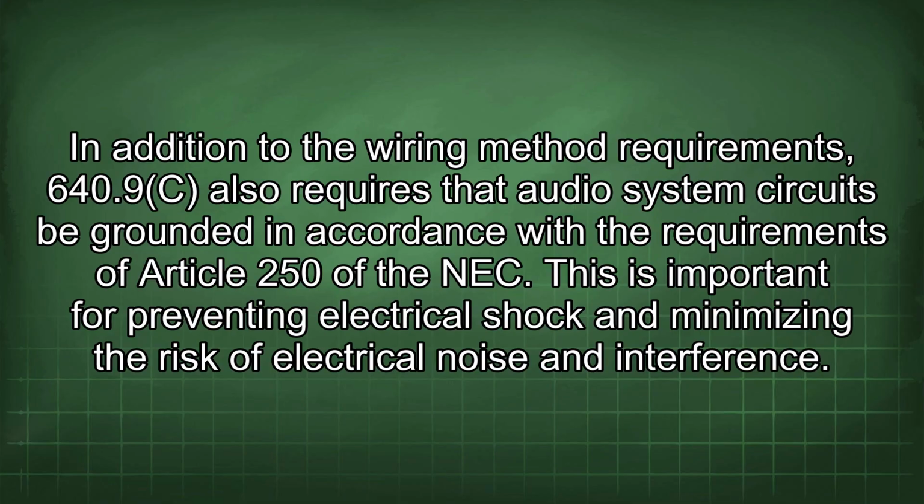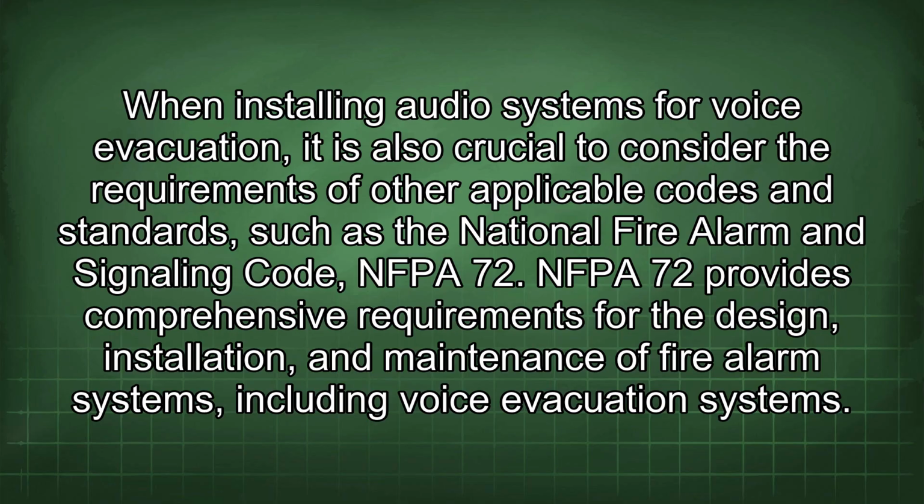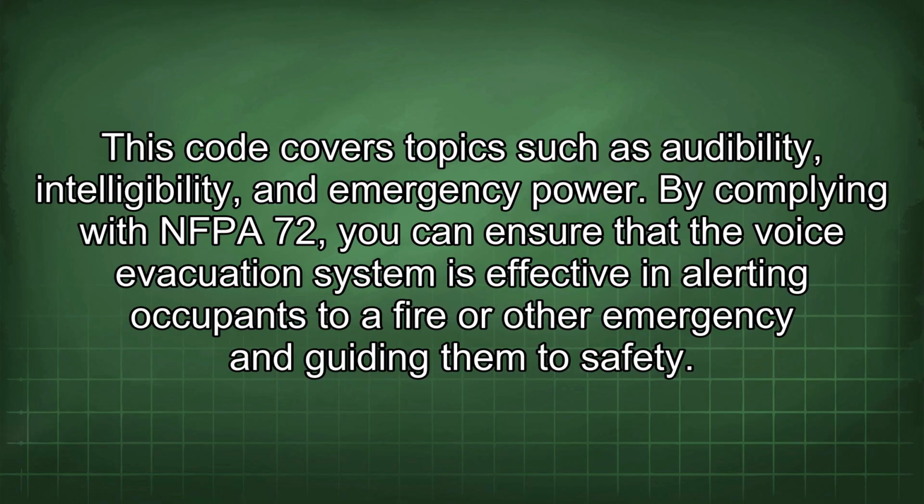In addition to the wiring method requirements, 640.9(C) also requires that audio system circuits be grounded in accordance with the requirements of Article 250 of the NEC. This is important for preventing electrical shock and minimizing the risk of electrical noise and interference. When installing audio systems for voice evacuation, it is also crucial to consider the requirements of other applicable codes and standards such as the National Fire Alarm and Signaling Code, NFPA 72. NFPA 72 provides comprehensive requirements for the design, installation, and maintenance of fire alarm systems, including voice evacuation systems. This code covers topics such as audibility, intelligibility, and emergency power. By complying with NFPA 72, you can ensure that the voice evacuation system is effective in alerting occupants to a fire or other emergency and guiding them to safety.